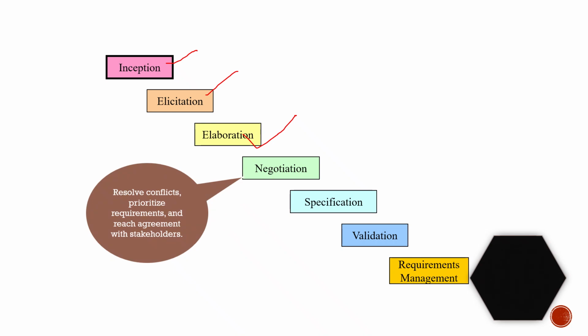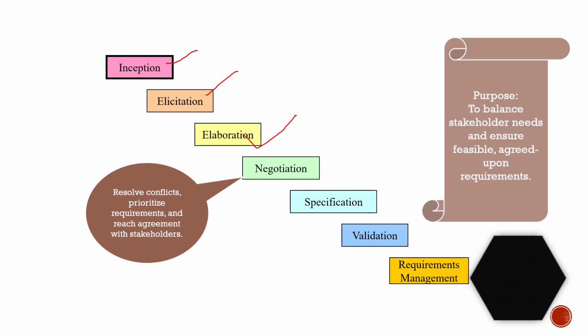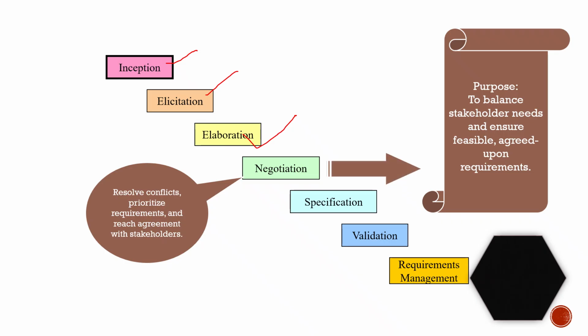Negotiation is a way to resolve conflicts, prioritize requirements, and reach an agreement with stakeholders. The purpose of negotiation is to rebalance stakeholders' needs and assure feasible, agreed-upon requirements.